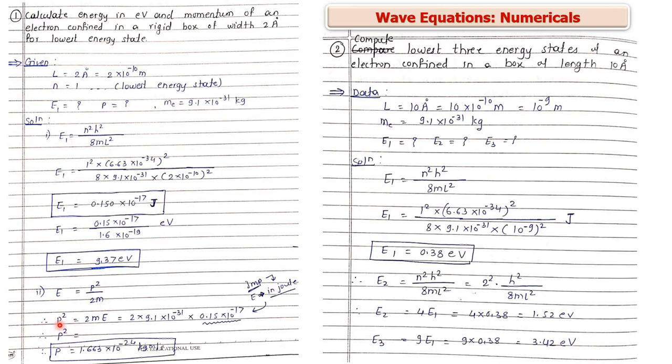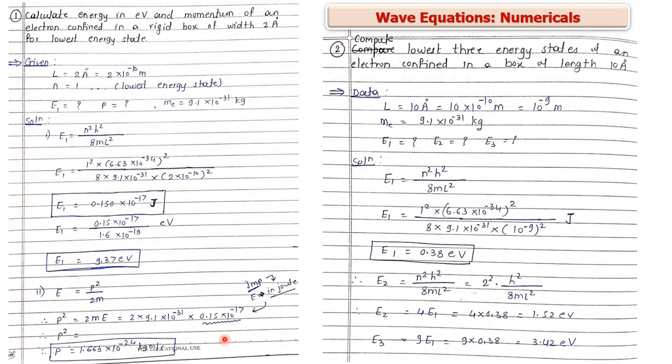But remember again, when you find p square, what will it be here? Twice me. So here, for the energy value, you can't put 9.37 electron volt. Yes, you have to put the energy value in joule here. I've shown here, this is in joule, right? This is one of the important things here, so you can find out momentum.